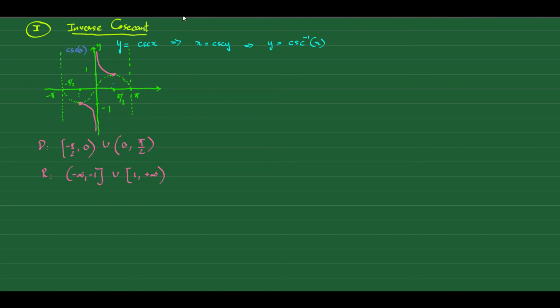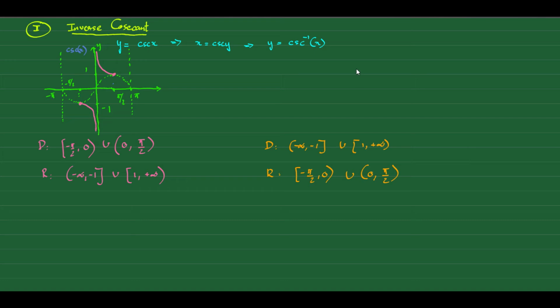So now we're going to do the inverse. The range becomes the domain. So the domain now will be negative infinity to negative 1, union 1 to positive infinity. And the domain becomes the range: negative pi over 2 to 0, union 0 to pi over 2.